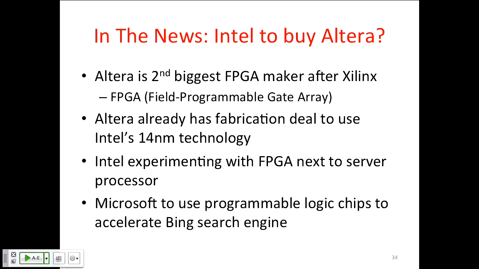What's interesting here is that Altera is the second biggest FPGA maker after Xilinx, so it's a very big company. They already agreed to use Intel's 40 nanometer technology to fabricate these FPGAs. In terms of usage, we're starting to see customers who you wouldn't usually expect to play with hardware adding specialized hardware. For example, Microsoft is using FPGAs to accelerate their Bing search engine. They're designing custom hardware to run one application, a pretty complicated one, and they get about a 2x speedup, which makes it worthwhile because they use tens of thousands of machines to run Bing.